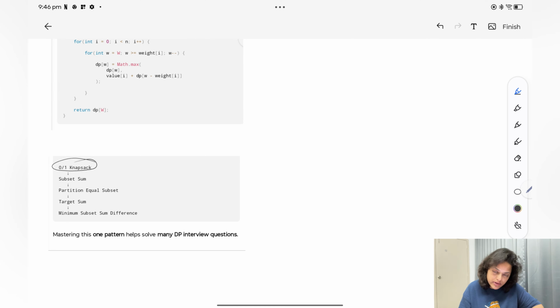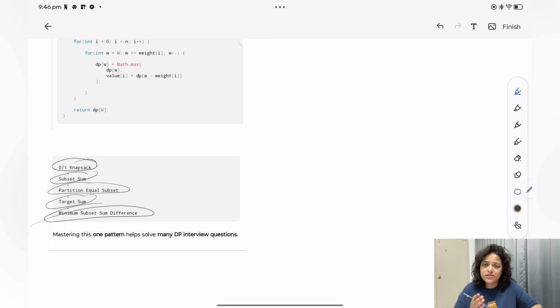So if you do this 0-1 knapsack problem, okay, then this subset sum problem, partition equal subset, target sum, minimum subset, these all are similar only. Okay, the recurrence relationship in fact is similar. So you will complete 5 questions if you do this one question.